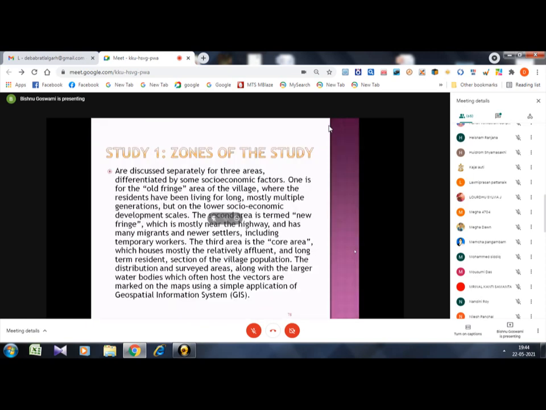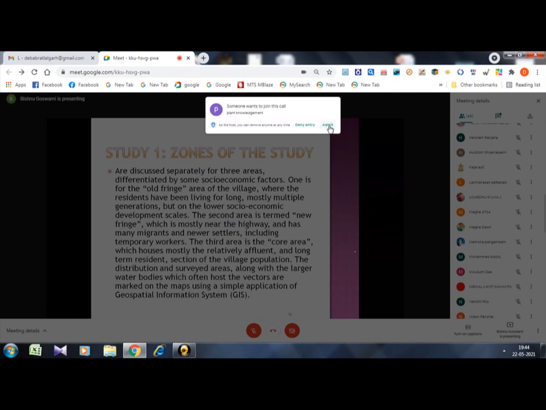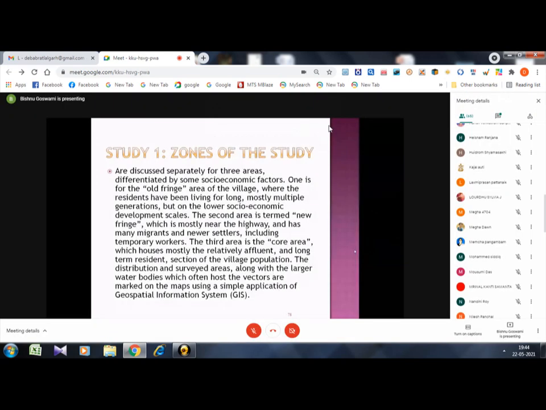So we did our study and we found out the results here. In our village area, we found there are 3 different zones that we demarcated. One is the old fringe area of the village. Another one is the new fringe, which is near the highways and has many migrant and new settlers. And the third area is the core area, where most of the affluent and older residents live.